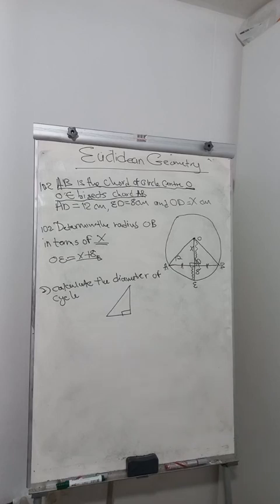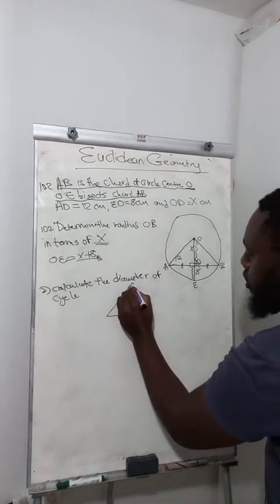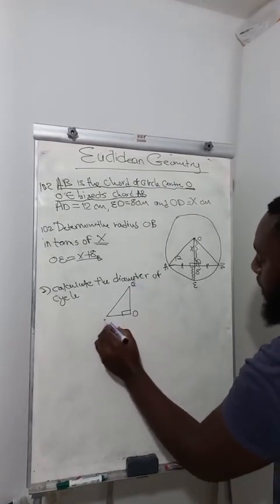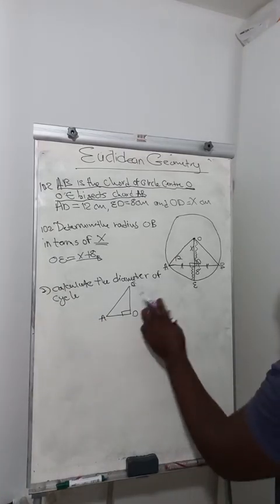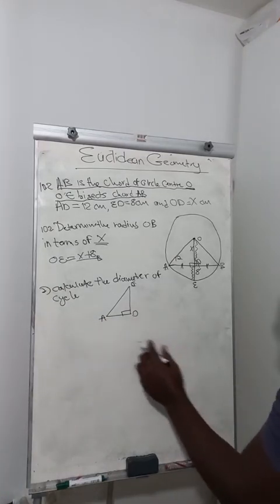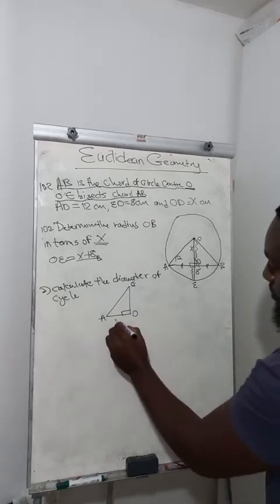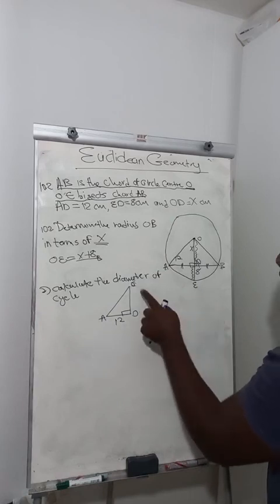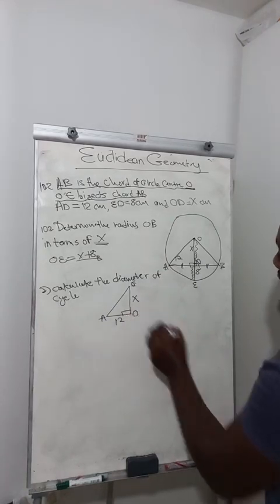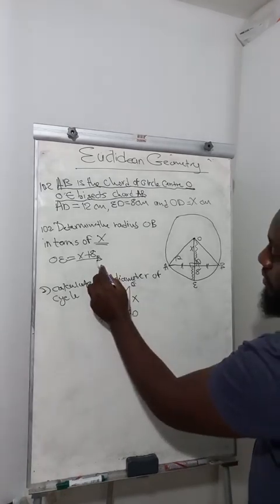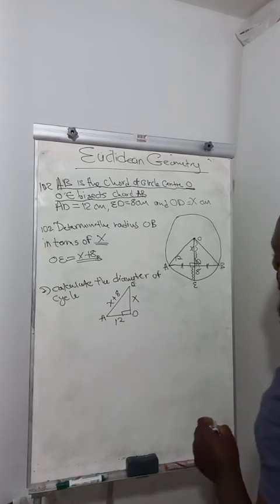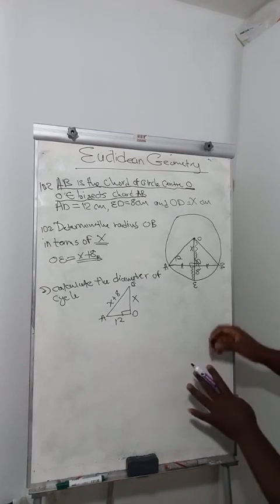So in this case, you'll have the following. Here you are having O, this is O, and then this is D here, and then this is A here. So here, AD is just a 12. And then OD is just an x. And then we found the radius to be x plus an 8. So that's why I first drew that diagram, so that you can be able to understand.